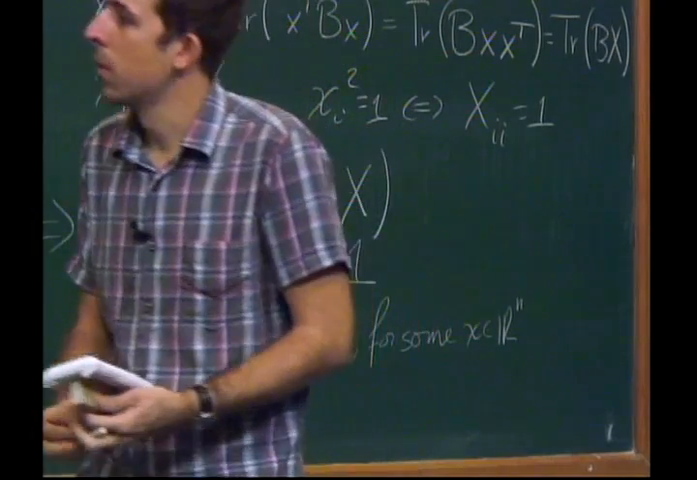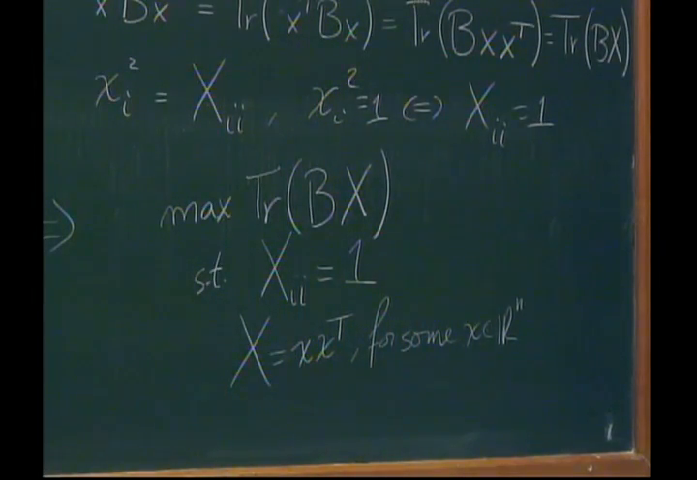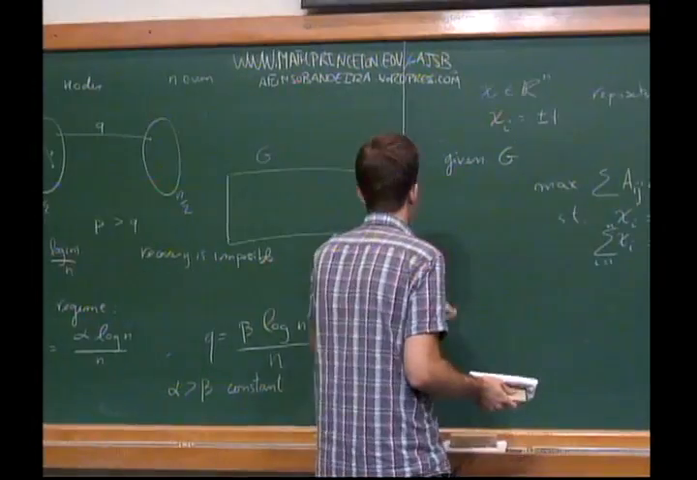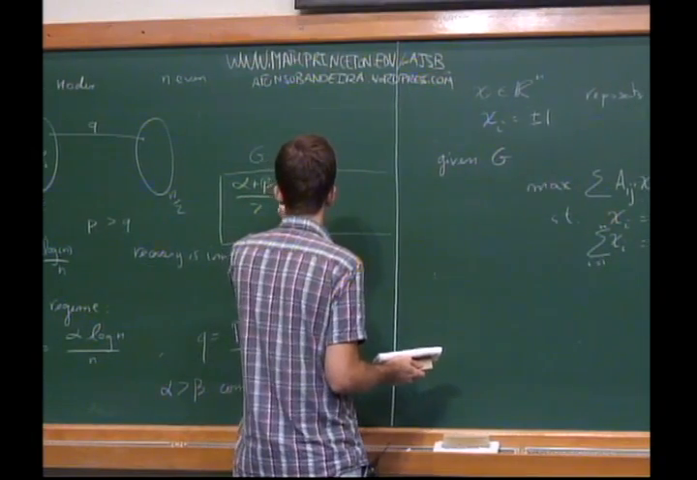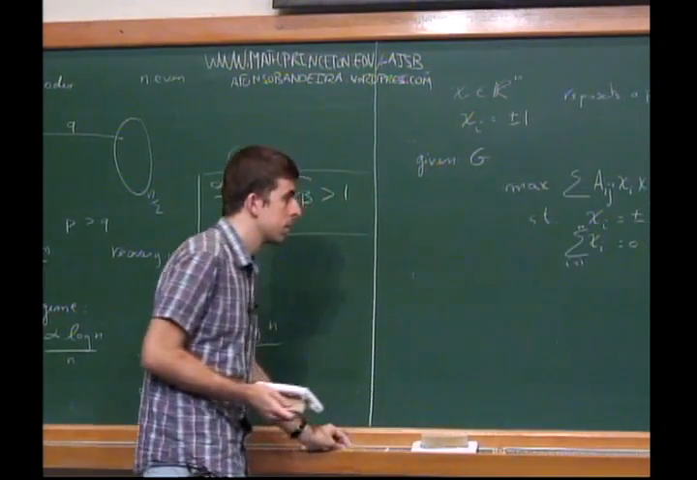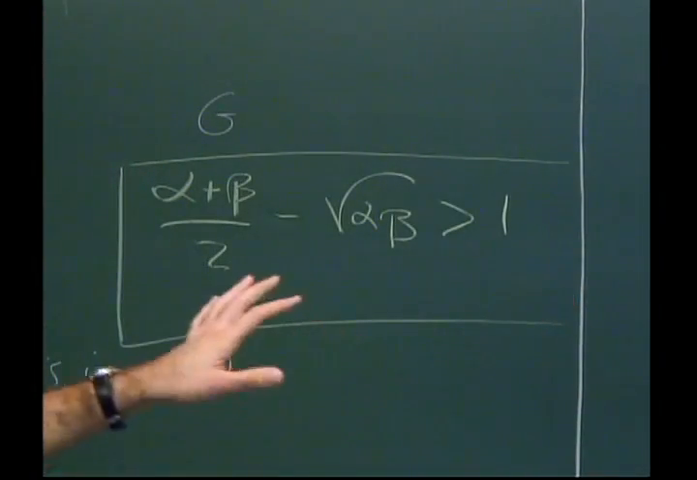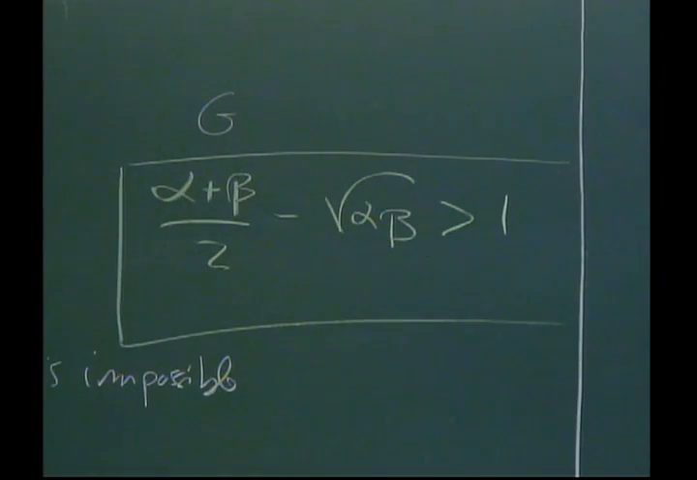Okay, let me erase this part. Let me just keep this phase transition. So we know that we should be aiming for something like this. In particular, it's completely clear that if I'm below this threshold, then there's no hope of my algorithm ever working.